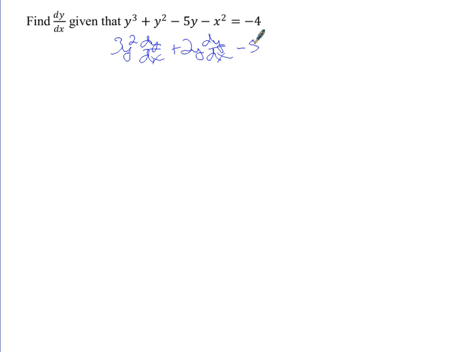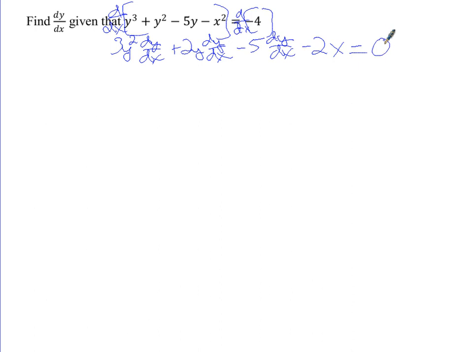Minus 5 dy over dx. This one we can do normally, so we get minus 2x. We have to take the derivative with respect to x of both sides. So it's d over dx of that side, and it's also d over dx of that side. What do we get? 0.